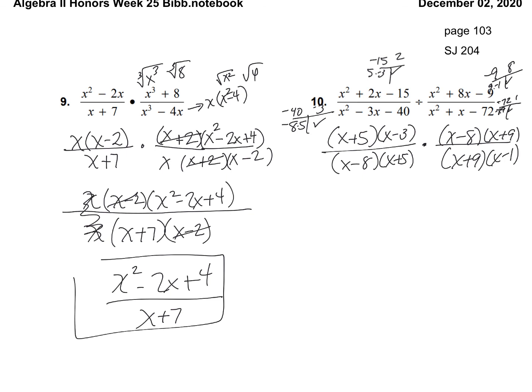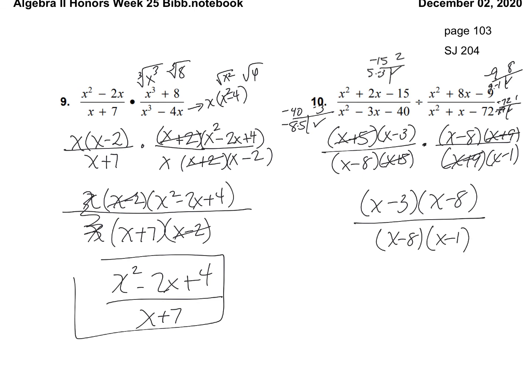And now I'm going to reduce. I see in my first fraction these two will reduce away. And I see in my second fraction these two will reduce away. So in my numerator I'm left with x minus 3 and x minus 8. In my denominator I'm left with x minus 8 and x minus 1. And x minus 8 cancels out. So I have x minus 3 divided by x minus 1. That's my answer to number 10. And moving on to the last slide.